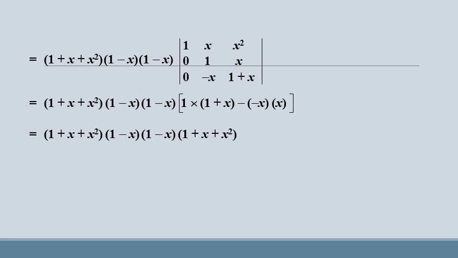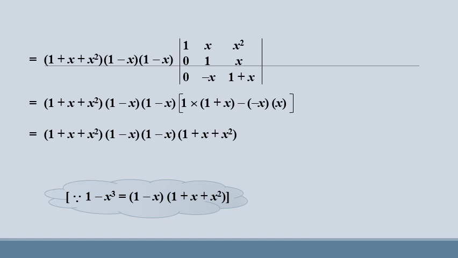So the 1 minus x factor is repeating twice and the 1 plus x plus x square is repeating twice. So on simplifying, we get (1 plus x plus x square) whole square and (1 minus x) whole square. So we can see that in the RHS we require (1 minus x cube) whole square.